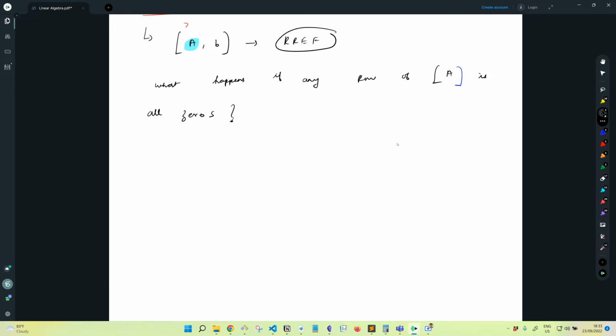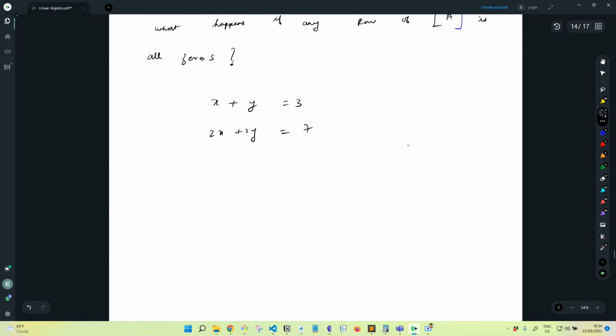Determinant would be zero. Exactly. Determinant will be zero. Right. Now let me give a simple solution where determinant will go to zero. Let's assume you are given a system of equations. Let's say x plus y equals 3, 2x plus 2y equals 7.